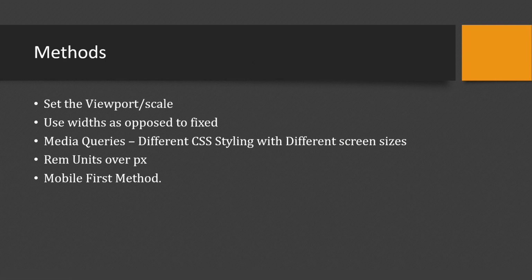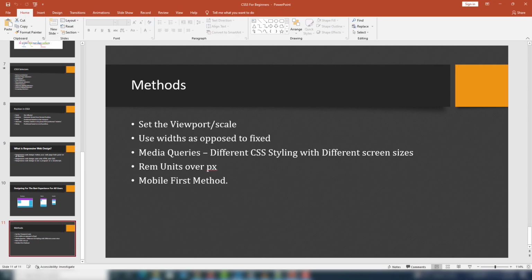Which methods are used with media query to make a responsive website? The first one is to set the viewport or scale, use width as opposed to fixed width in media queries, different styling for different device screens, rem units over pixels, and also the mobile first method. So let me give you an example of how you can use media query practically.